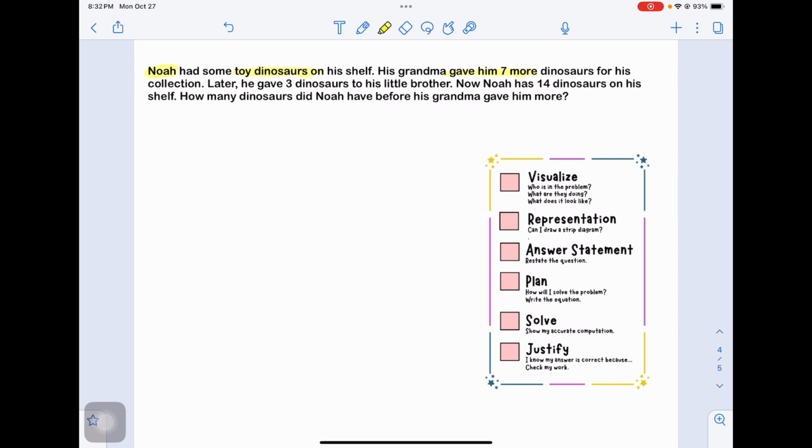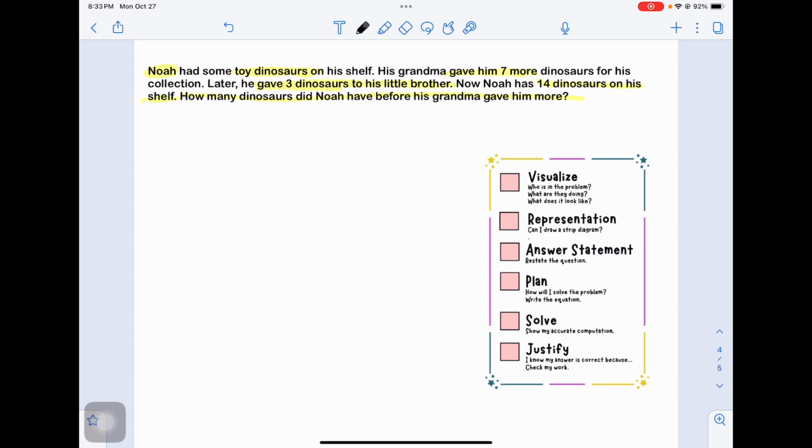Later, he gave 3 dinosaurs to his little brother. So he's giving away the 3 dinosaurs. And now Noah has 14 dinosaurs on his shelf. How many dinosaurs did Noah have before his grandma gave him more? All right. So do we know what our start is? No, we do not. We don't know our start.